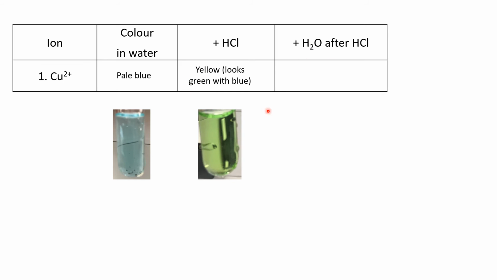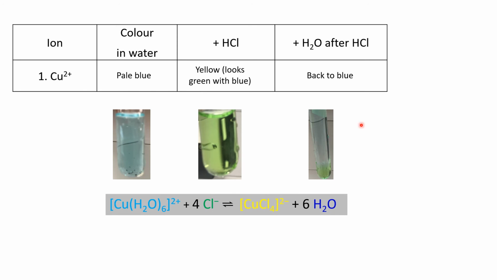But then if I add back in some water into this, there's some of that residual yellow-green, and hopefully you can see that this top part has gone back to blue. And it's exactly the same concept. We have the octahedral copper with waters there, that's blue. We have a tetrahedral copper with chlorides, is yellow.